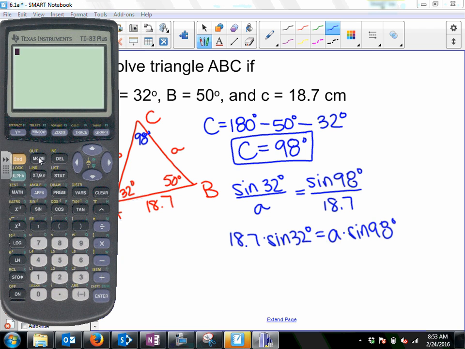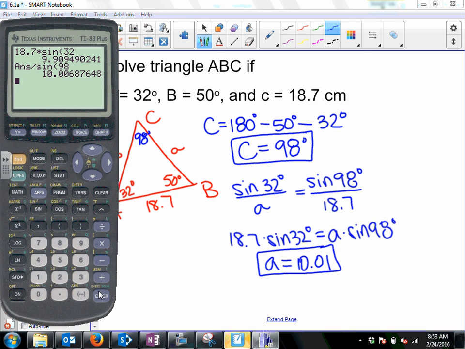Okay, so we need to take 18.7 and multiply it by the sine of 32 degrees. Don't write that down. What are we going to have to do with that number? Divided by the sine of 98. Okay, so side A is 10.01. If you round 18.7 times the sine of 32 degrees to 9.91, your answer will not be accurate, and that bothers me. You have a nice calculator, use it to your advantage.